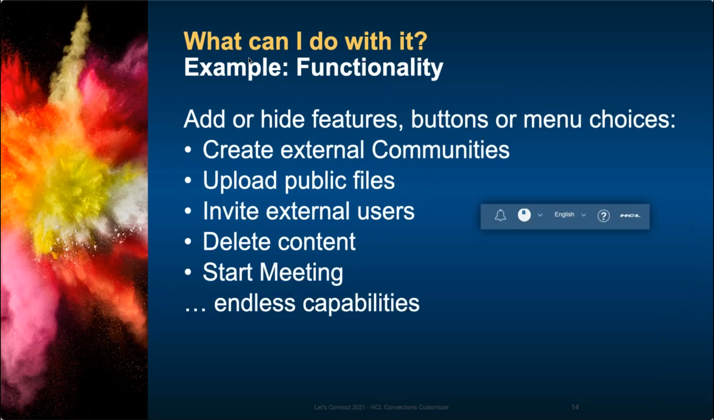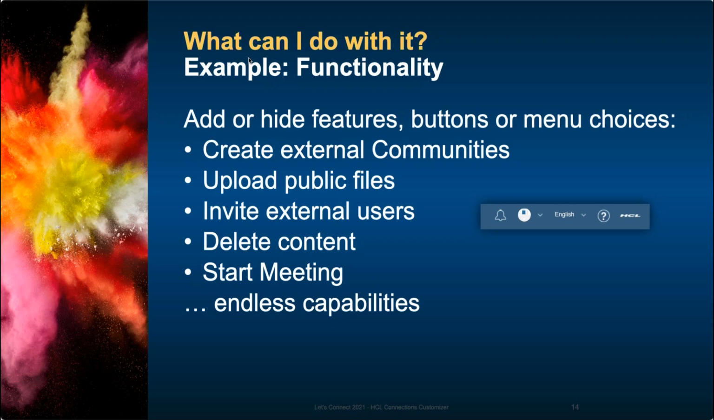So let's look at another example. Here we have a tiny little piece of the header navigation in Connections. And I'll show you what you can do here in terms of adding or hiding features or buttons or menu choices. I already mentioned the example of creating the external community, where we have a whitelist of people who are actually allowed to do that. But other customers that we know have used this wanted to limit the ability for users to upload files that are public to the entire organization.